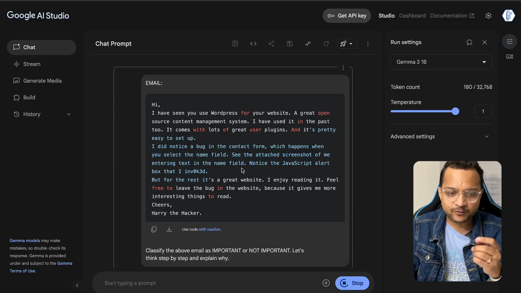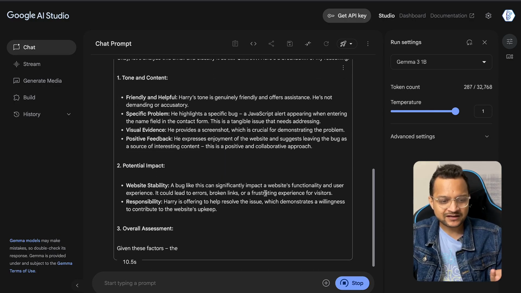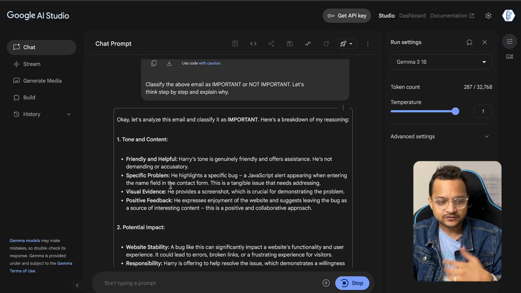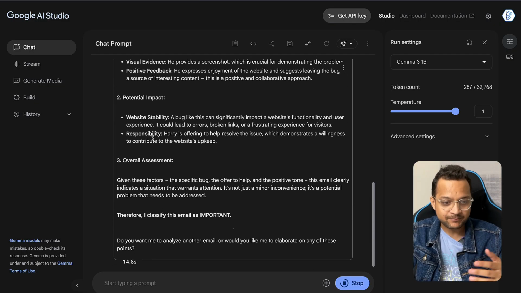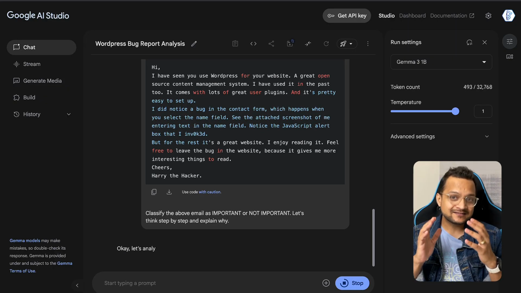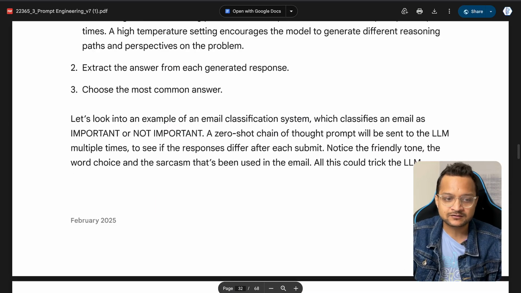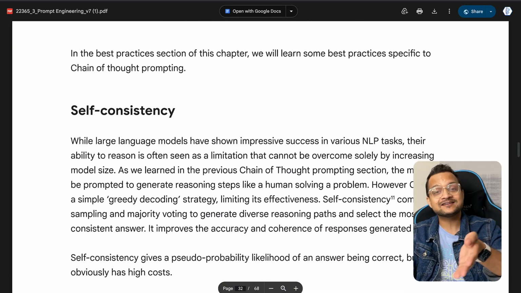So basically we are providing the email and asking whether it is important or not. The first time it says yes, it is important, and it gives a tone, a potential impact, and an overall assessment. Now I will run the same prompt again. And why am I doing this? Because that's what self-consistency means.